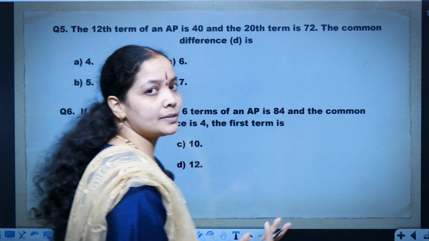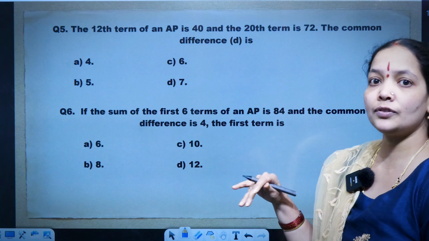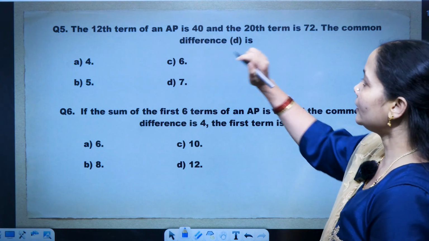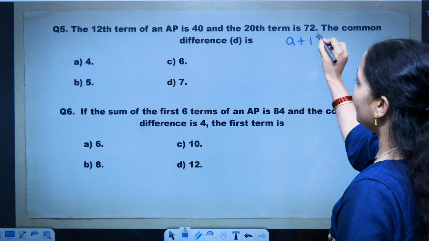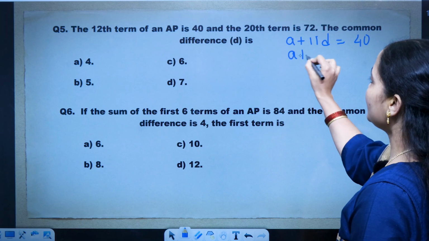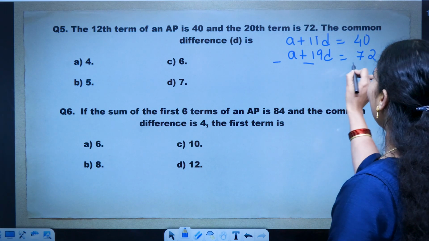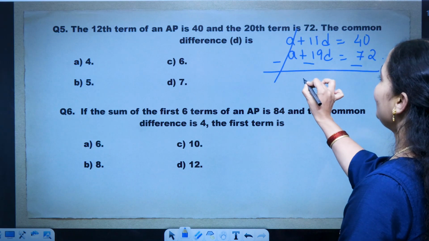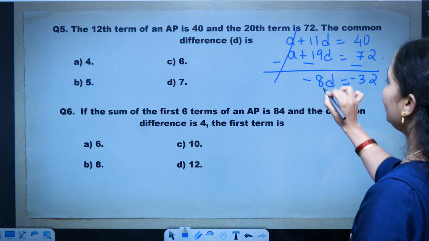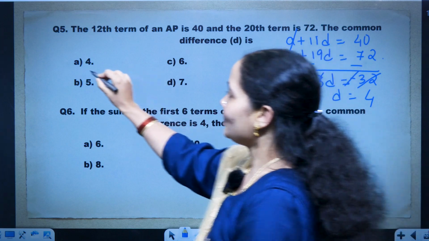Taking the same sort of questions because you should get used to it, so that whenever you see a question, you immediately figure out the way to answer these types of questions. So the 12th term is given, A plus 11D equal to 40. The 20th term is given, A plus 19D equal to 72. So subtracting this, A's are gone. I am left with negative 8D equal to negative 32. So negative, negative, and I am getting D value as 4, matching with option A.